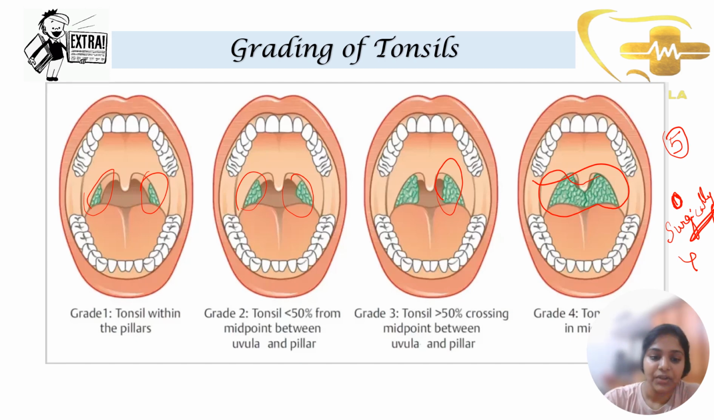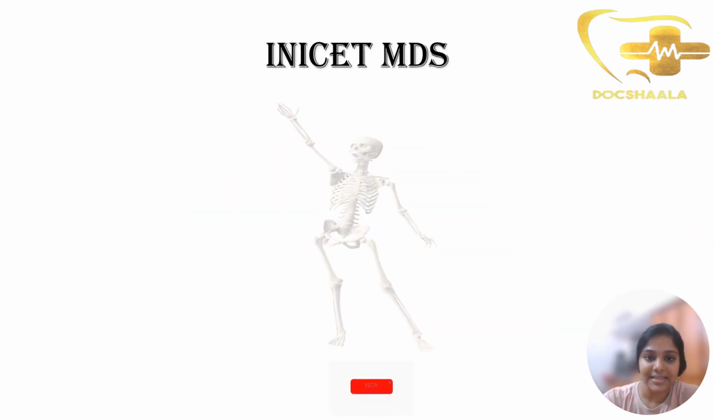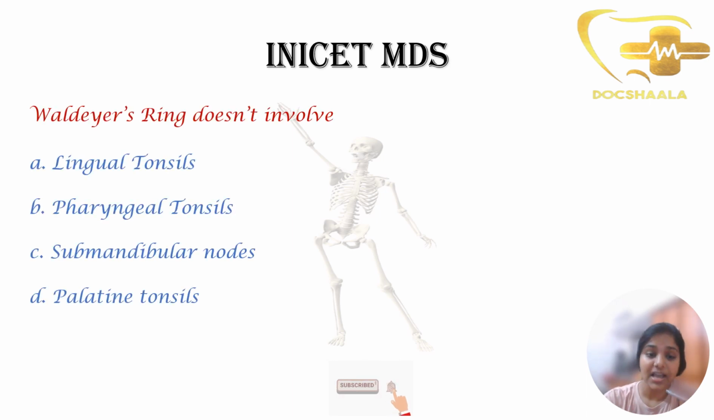So this is one thing. And coming to the INICET MDS previous year question that was asked: Waldeyer's ring does not involve. It's a very easy and straight question that they have asked, and the options were lingual tonsils, pharyngeal tonsils, submandibular nodes, and palatine tonsils. So the correct answer will be submandibular nodes, right?